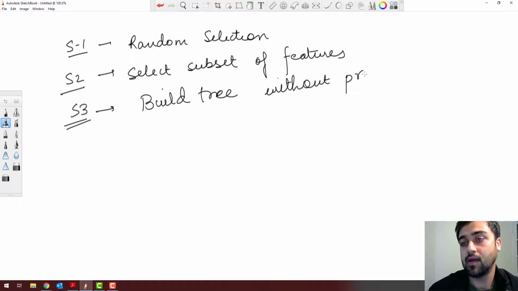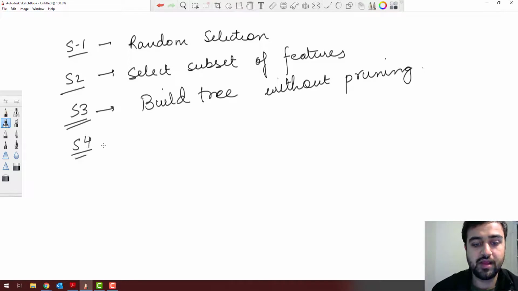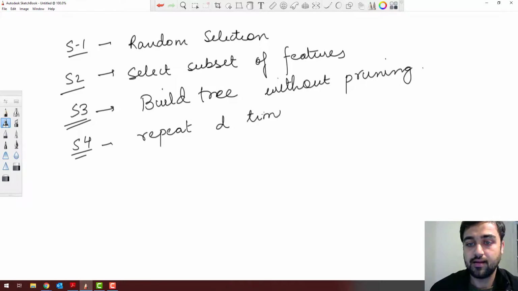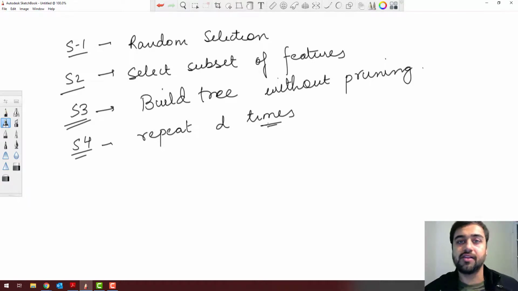Without pruning, right? Using these selected features. So step 4 would be repeat d times. That is the number of trees that you want in the forest. Okay. So now, once you've done these 4 steps, you've built your random forest.